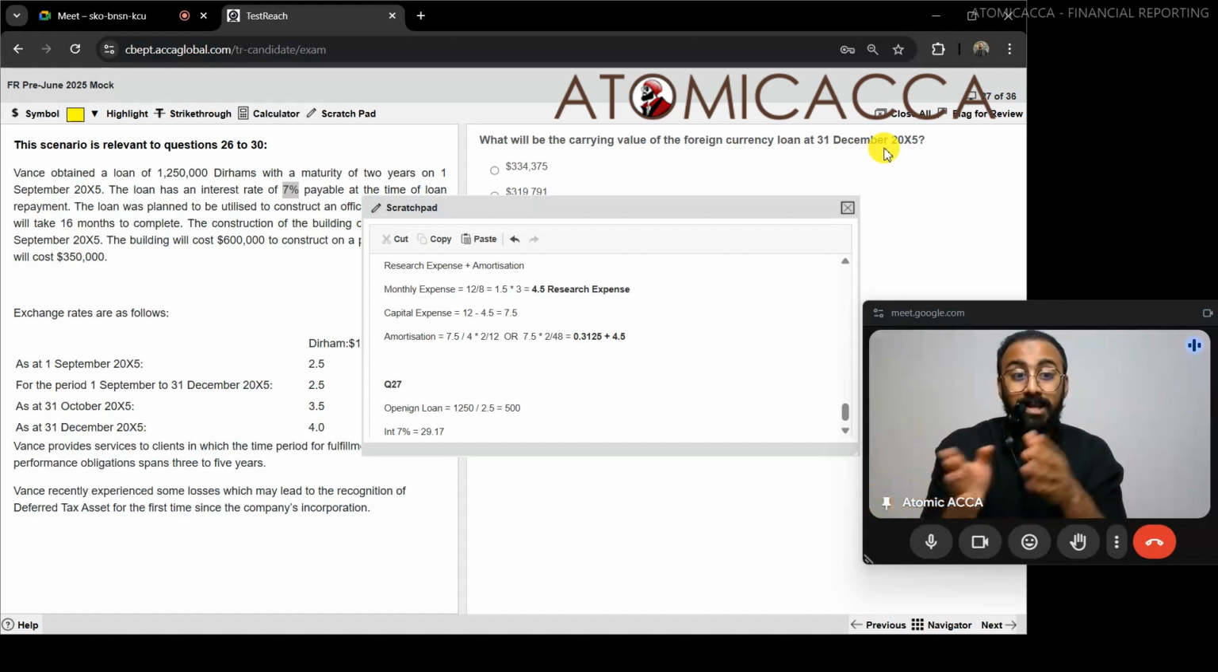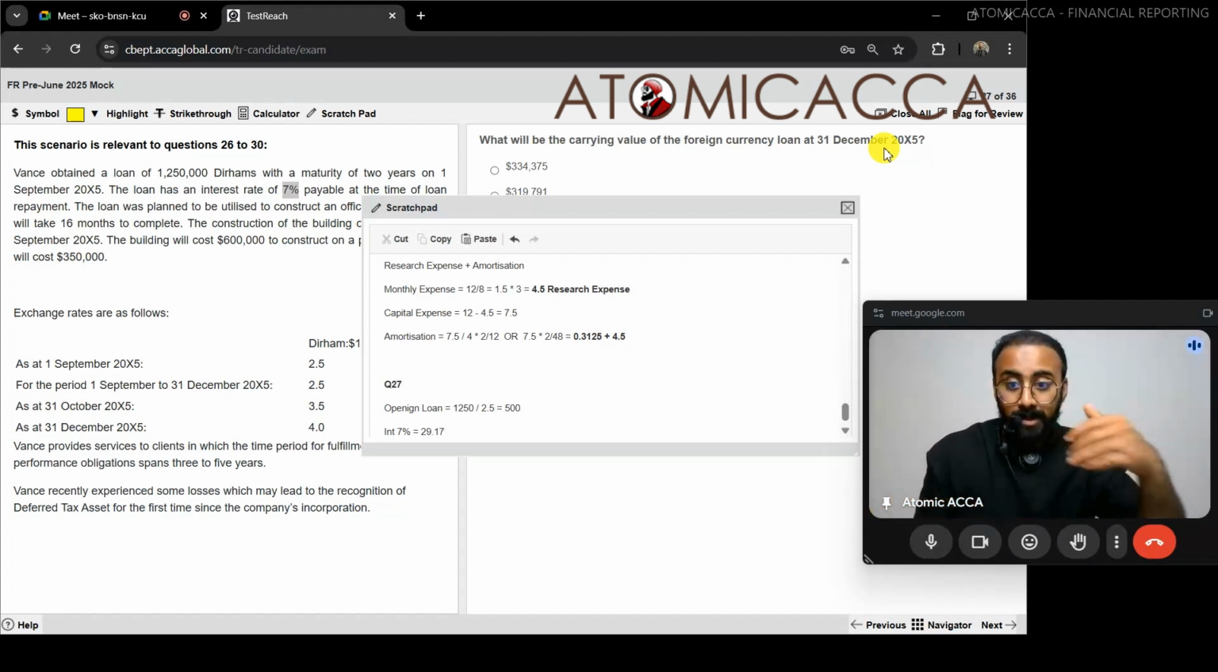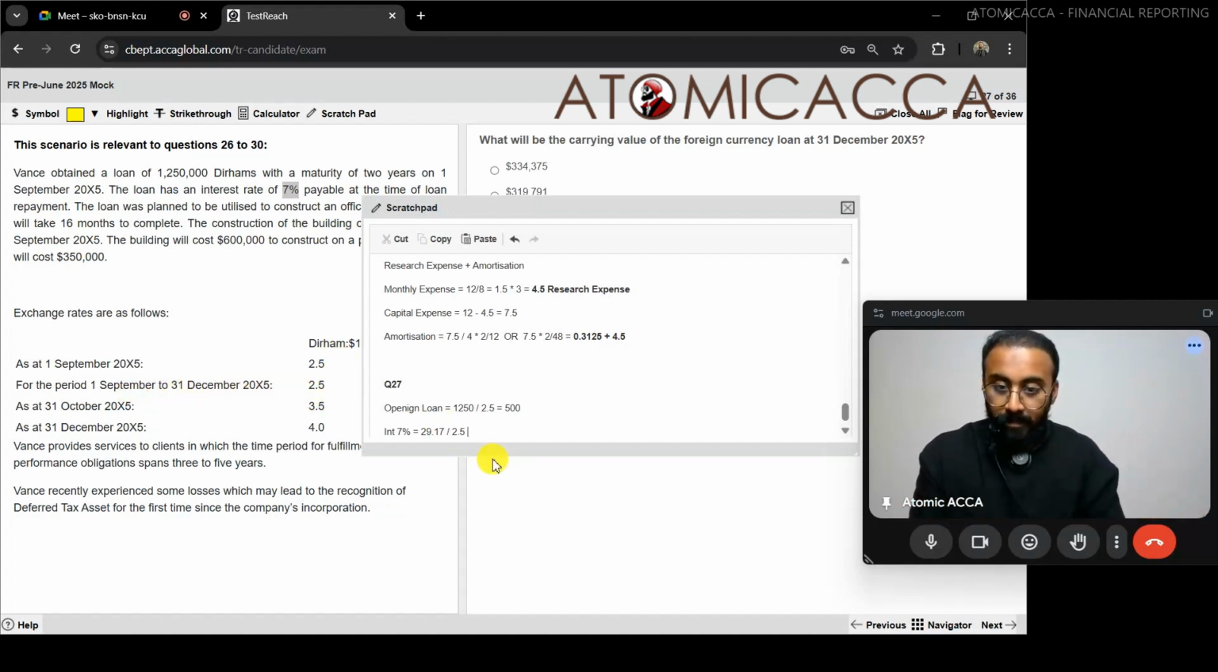SOPL items I have to retranslate at the average rate during that time period. It's given over here for the period from 1st September to 31st December. There's an average rate of again 2.5, so it still remains the same. 29.17 divided by 2.5 is equal to 11.668.